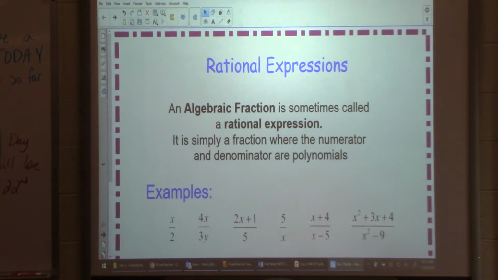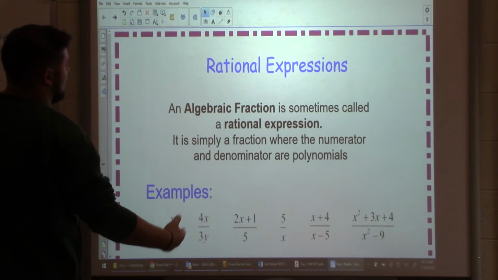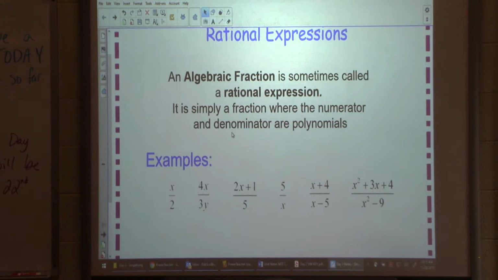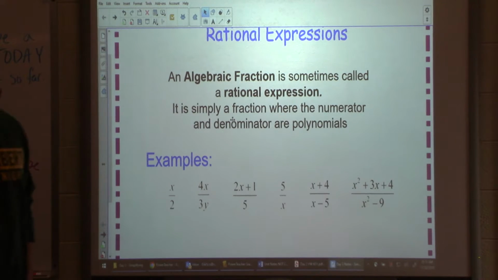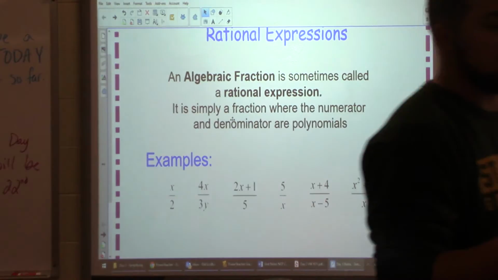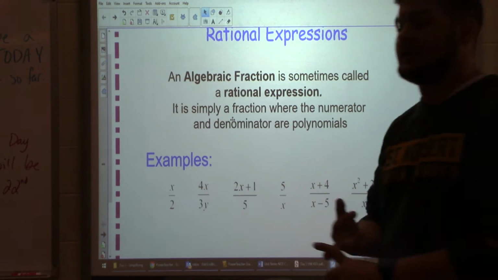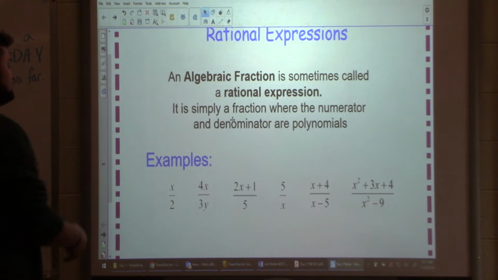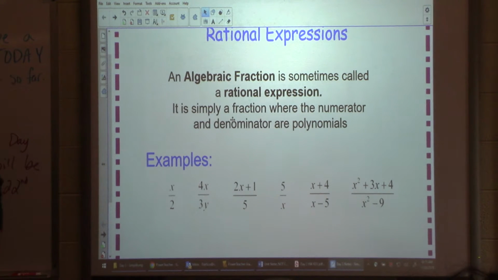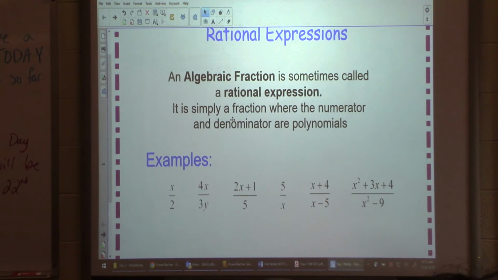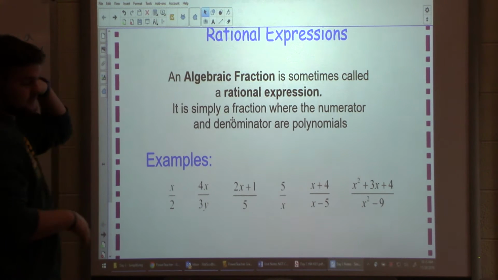Now, today we're talking about rational expressions. We're talking about simplifying rational expressions. Before we can simplify them, though, we need to know what they are. A rational expression is the same as what we call an algebraic fraction. What that means is they're just polynomials in the numerator and denominator. And what that means is that we have numbers, we have variables, we have operations throughout our fraction. Alright, so we have x over 2, we have 4x over 3y, 2x plus 1 over 5. We can have any combination of numbers, variables, and operations in our fractions. That's what makes it a rational expression or an algebraic fraction.